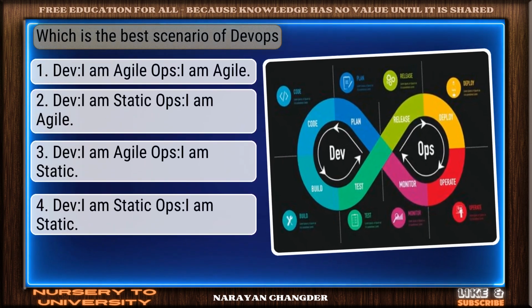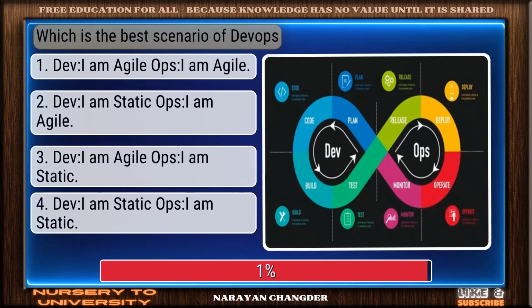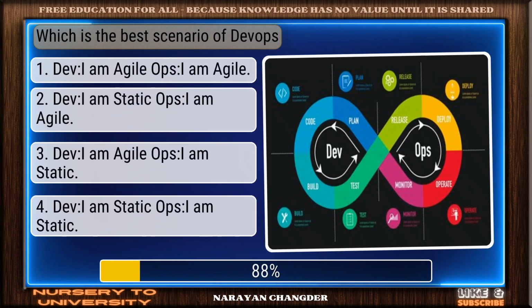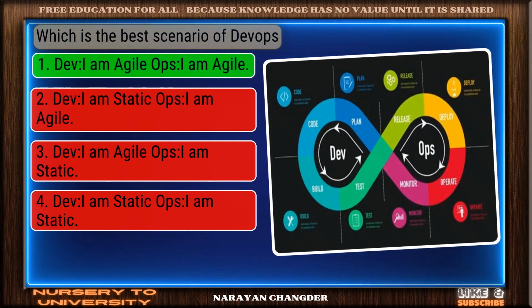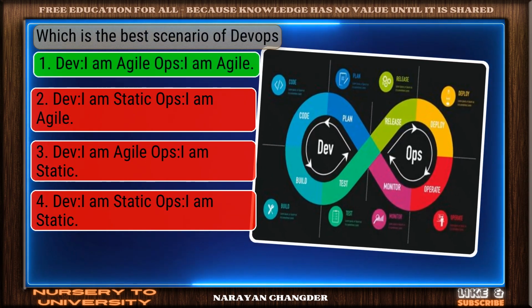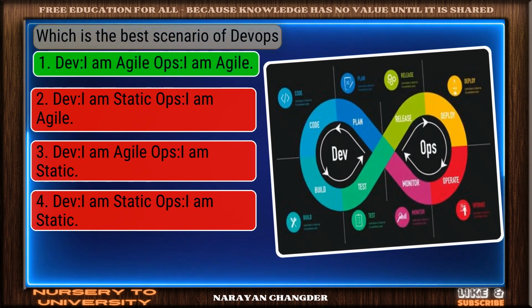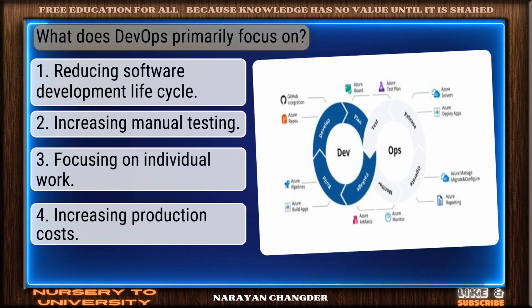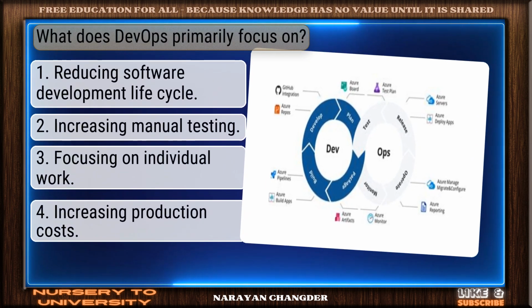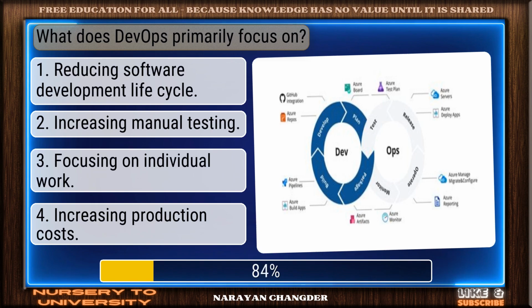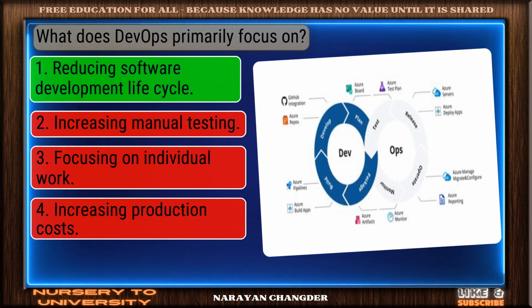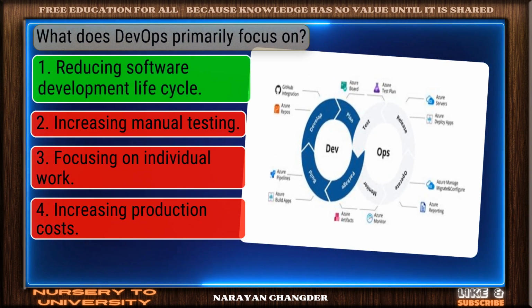Question number 19. Which is the best scenario of DevOps? Great thinking. Agile is the right choice. Question number 20. What does DevOps primarily focus on? Valid point. Reducing software development life cycle is true.